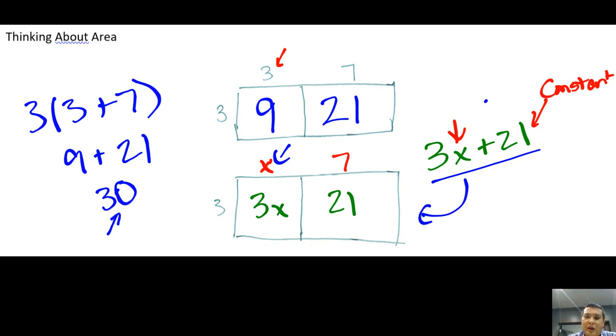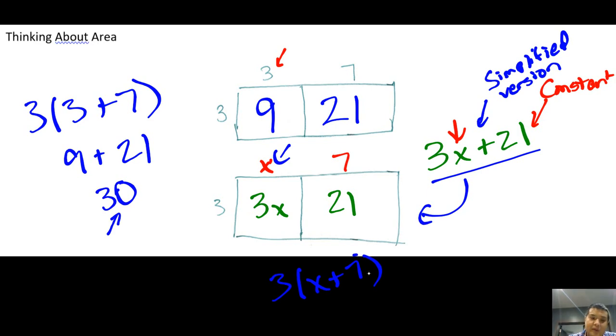So this is called our simplified version. This entire thing is called our simplified version of the area or of the expression. Okay, and the expression that we simplified was 3 times (x plus 7). The one that we simplified up at the top is 3 times (3 plus 7), because that's length times width. Here the length times width is 3 times (x plus 7), because the length is x plus 7 and the height is 3. I highly recommend using the area model because it's very effective in helping you organize things.